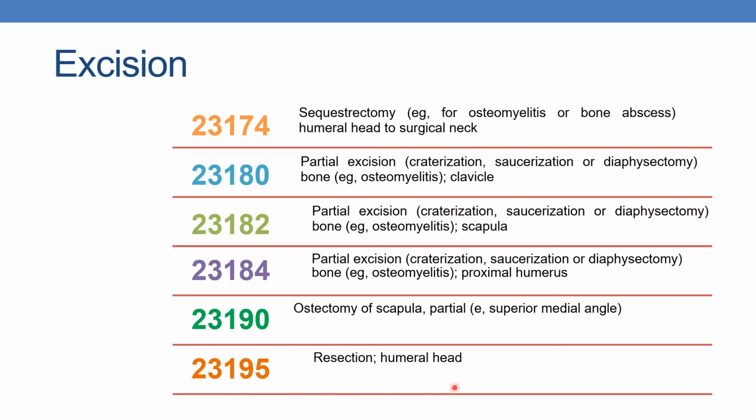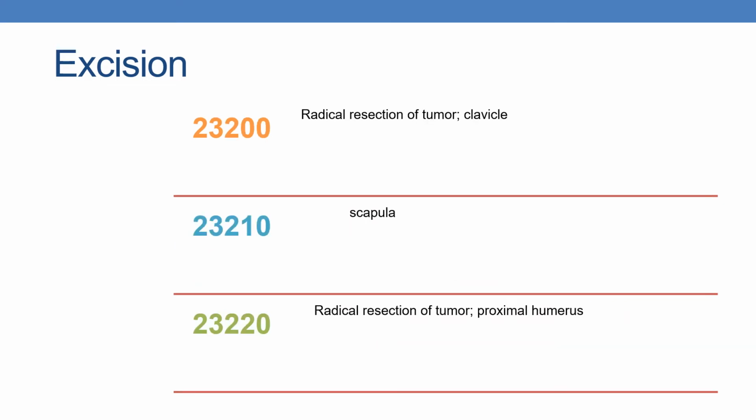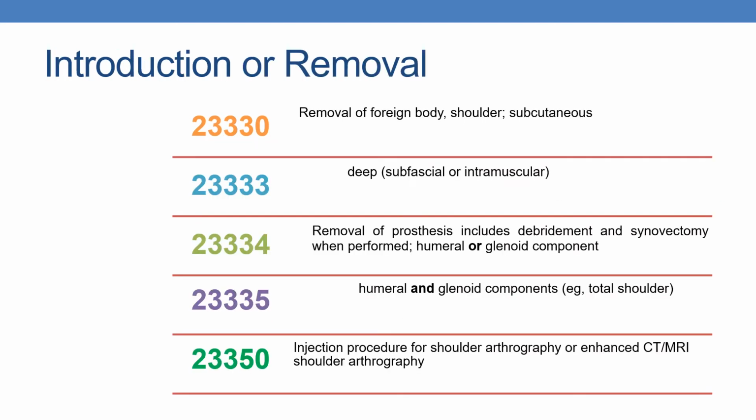The next is 23195, resection, humerus head. The next is 23200, radical excision of tumor clavicle. Whereas radical excision of tumor scapula is given by 23210. The next is 23220, radical excision of tumor proximal humerus. The next CPT is 23330, removal of foreign body shoulder subcutaneous. And 23333 is given by removal of foreign body shoulder deep.